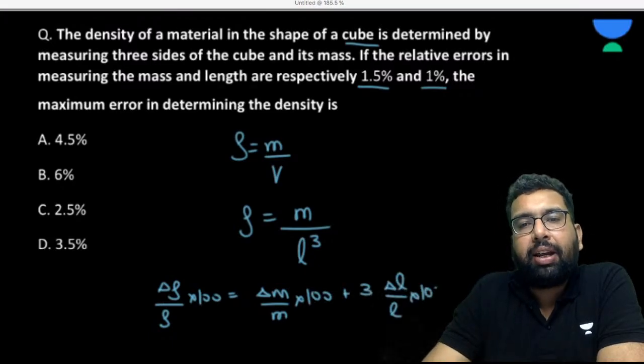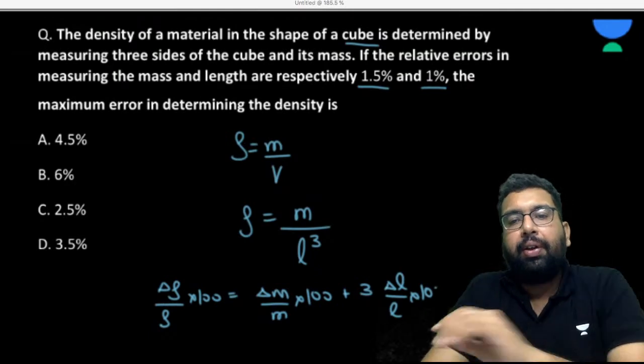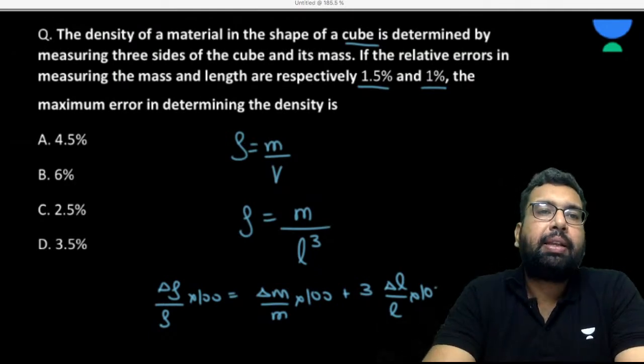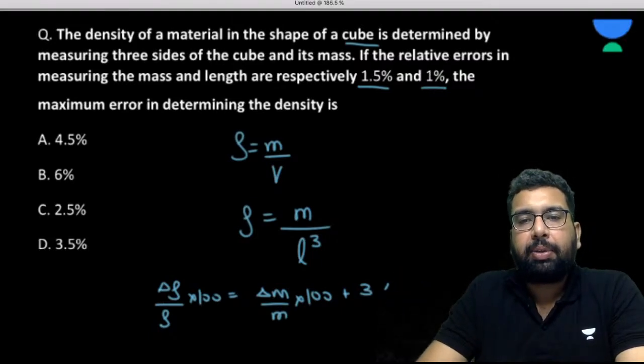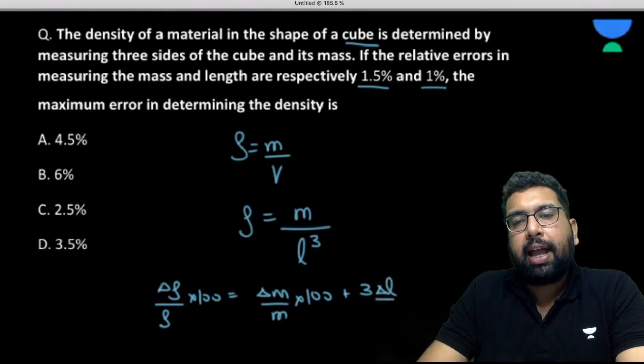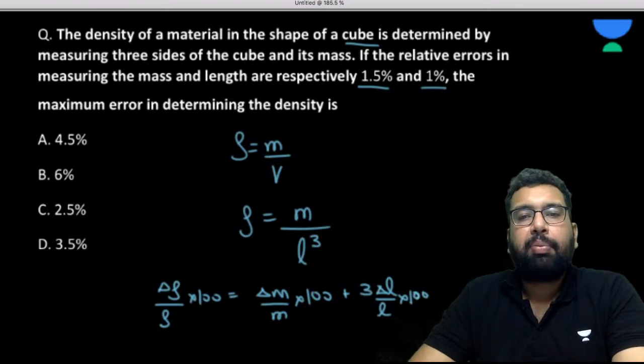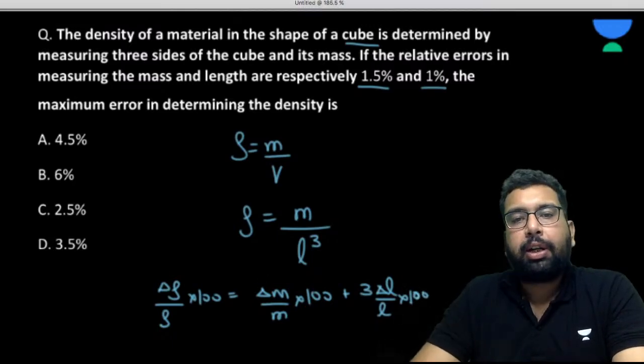Can we write it right away? What do you say? Can we write like this? Please answer me. Yes or no, guys? Delta L by L into 100. Okay, so we can write like this. Absolutely, sir, no problem at all.